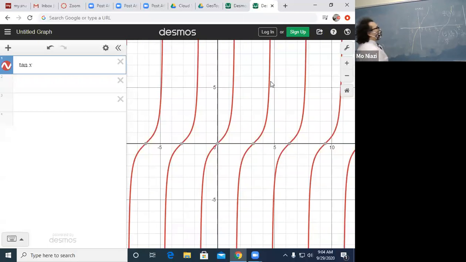What is the domain? The domain is all the inputs that don't cause tangent to mess up. The vertical asymptotes are the points in which tangent messes up. So it can't be n pi? Yeah, you're right. It can't be n pi. It's the set of all x's where x cannot be n pi. Over 2.